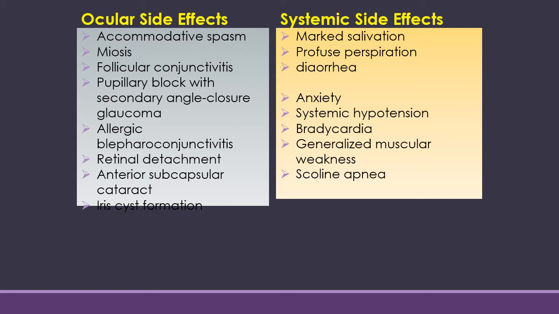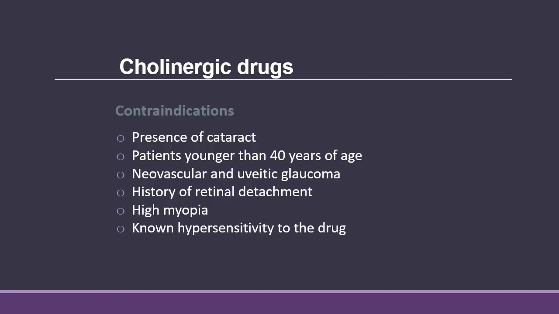Scoline apnea is generally seen if the patient is predisposed to general anesthesia. Contraindications of cholinergic drugs are if there is presence of cataract, or the patient is younger than 40 years of age. It cannot be used in neovascular and uveitic glaucoma, and if there is history of retinal detachment. In case of high myopes, we cannot use the cholinergic drugs. It progresses the myopia. Also, in case of hypersensitivity to the drug, it is contraindicated.